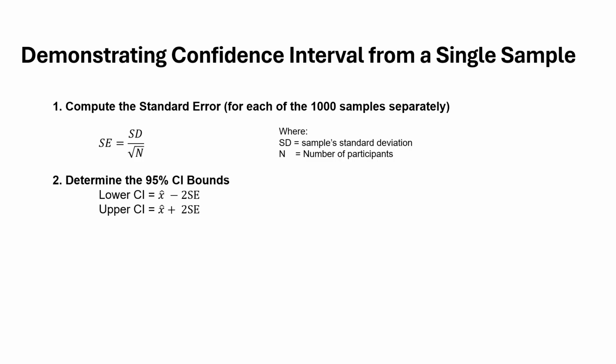plus two standard errors. Now, if you notice in the formula, the standard deviation is divided by the square root of n. So as the sample size increases, as you can imagine, the standard error will become smaller and smaller. And in the second step, you will see that the confidence interval bounds will become tighter and tighter. Let me show you on the Excel sheet.